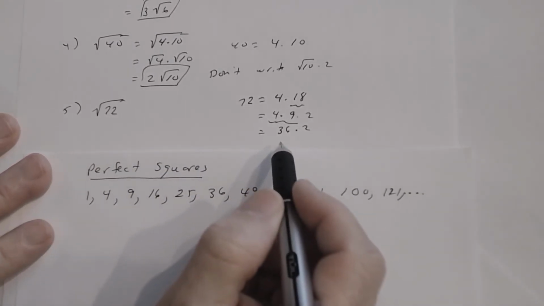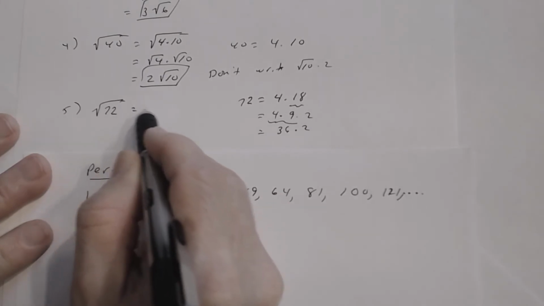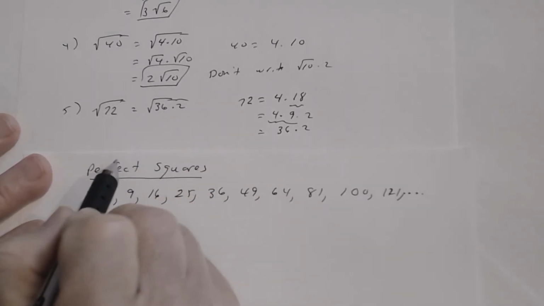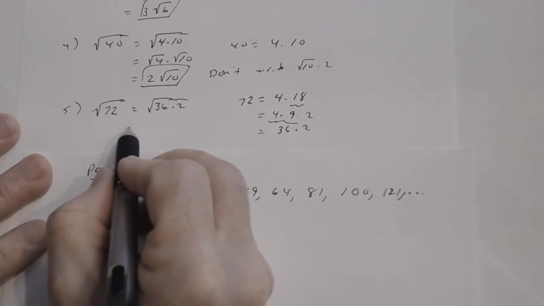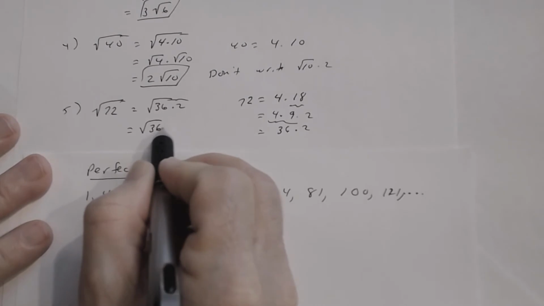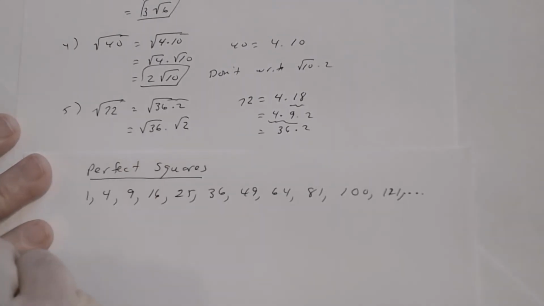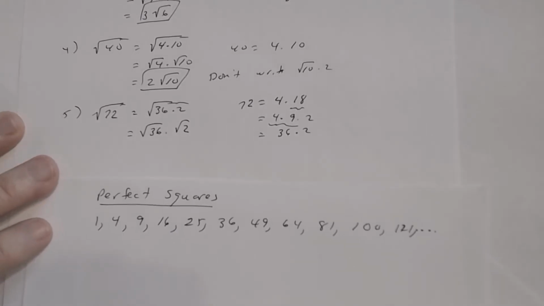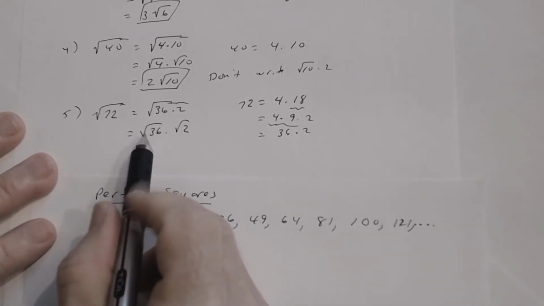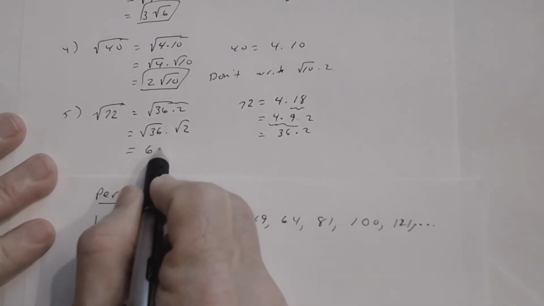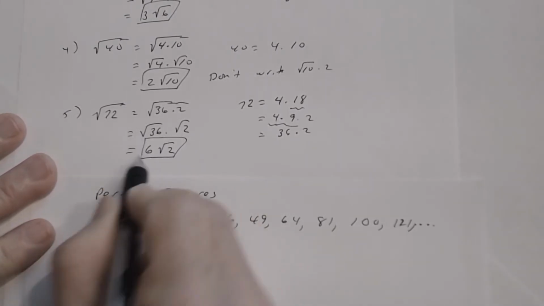Whenever you use the largest, it helps you because look, this is the square root of 36 times 2, right? And then using the product rule for square roots, I can write this as the square root of 36 times the square root of 2. And since 36 is a perfect square, the square root of 36 is 6. So I get 6, and then I cannot simplify the square root of 2 any further, so the answer is 6 square root of 2.